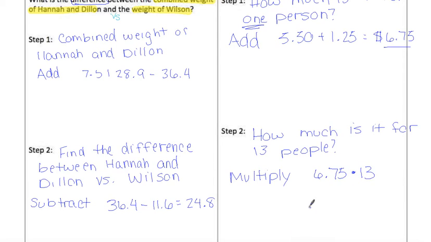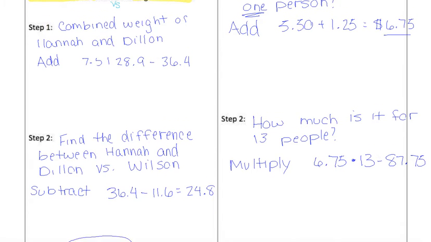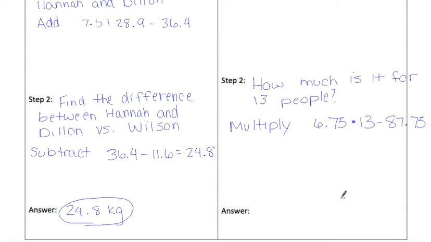And when we do that, we end up with 87.75. Now, don't make the same mistakes a lot of you have been making with the one-step problems, is not turning it into money. So remember, our final answer needs to be money with a dollar sign, and it's $87.75 for 13 people to go to the movies. Let's look at the next page.